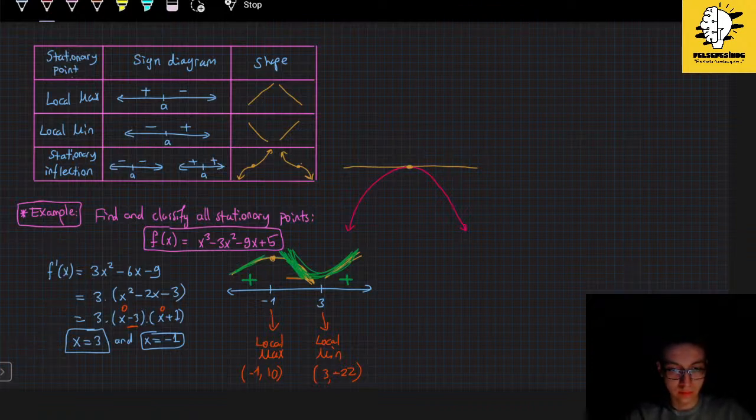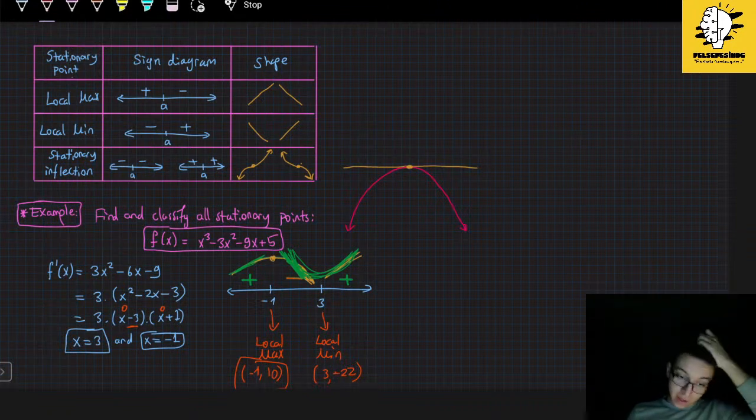And it's asking for the stationary points, so we have to find their y value as well. To find their y value, we just put -1 in the place of x in the function, not the derivative, but the function. And when we put them in, we can see that it's (-1, 10) and (3, -22). That's it, guys. This is the trick here.